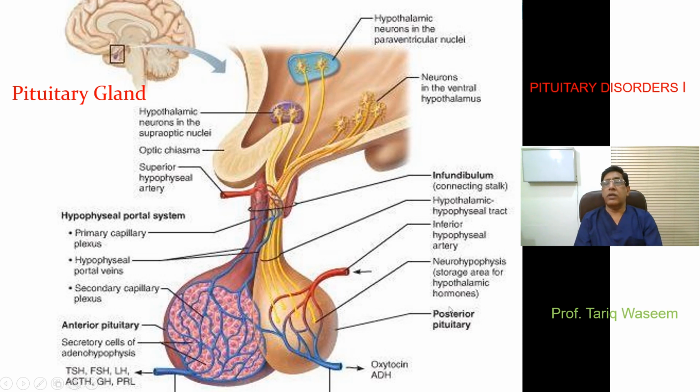Now this posterior pituitary generally is considered an extension of neuronal connections from the hypothalamus, whereas the anterior pituitary is an endocrine gland in itself, but both of them pour their secretions into the circulation. The posterior pituitary secretions are ADH, antidiuretic hormone, and oxytocin, whereas the anterior pituitary hormones we already listed previously.